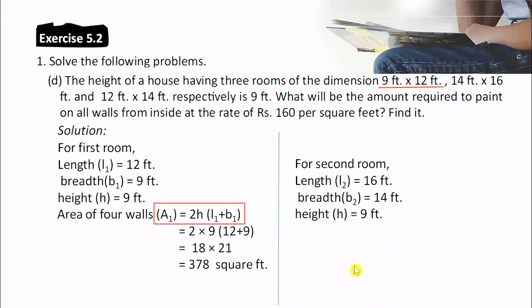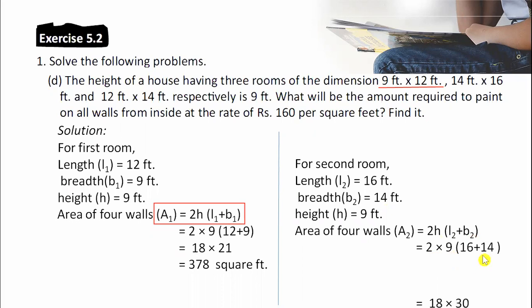Again, we have to use same formula. For second room, I have written here A2. Area is equal to 2h bracket L plus B. In place of L and B, there are L2 and B2. Put values again. 9 to the 18, 16 plus 14, it is 30. 18 3 is 54. 540 square feet. Up to now, is there any confusion in this question? No, sir.